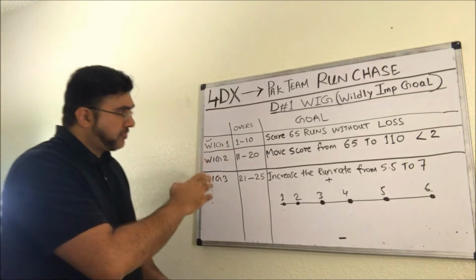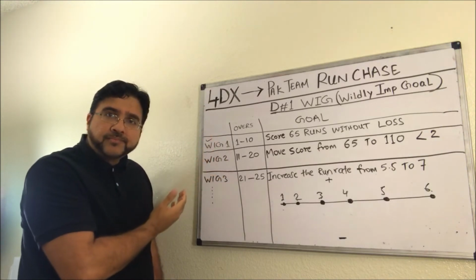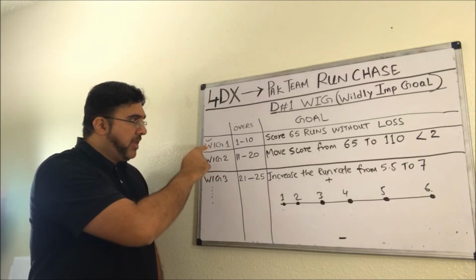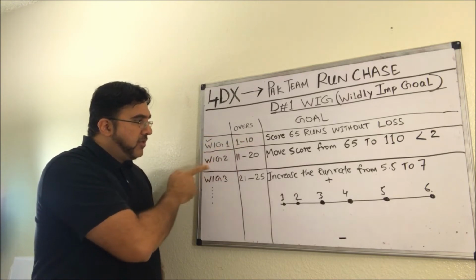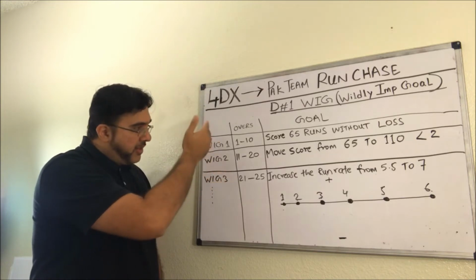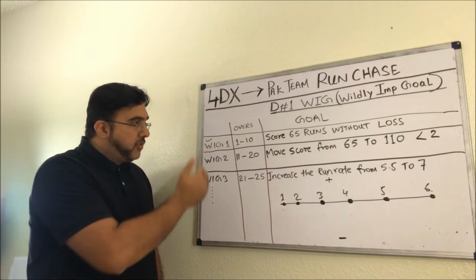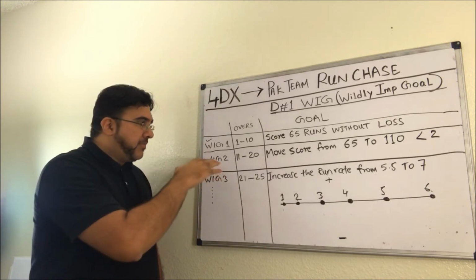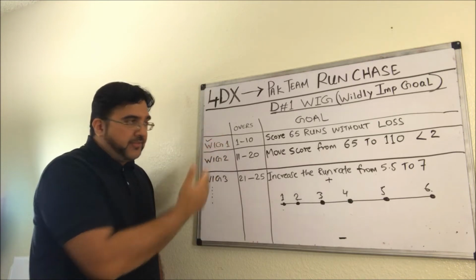Also, all these goals are dependent on each other. So if the team is able to achieve WIG 1, then only they will achieve WIG 2, and then they will move on to WIG 3. So they are all dependent on each other, right? In other words, the current goal is dependent upon the previous goal being successfully achieved.